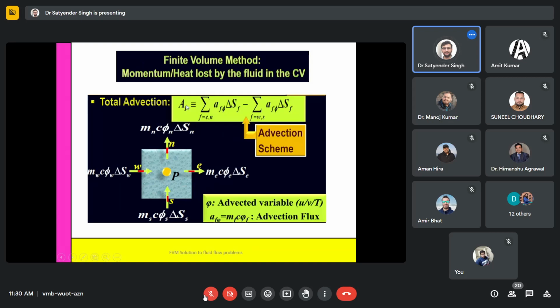But now, to discretize the advection term, I am telling you we will write the momentum flux outflow minus inflow in terms of the other variables only. That will be the momentum flux leaving, and this is the momentum flux entering. Likewise we will write them, and later to find their values at this location, we will apply some advection schemes.